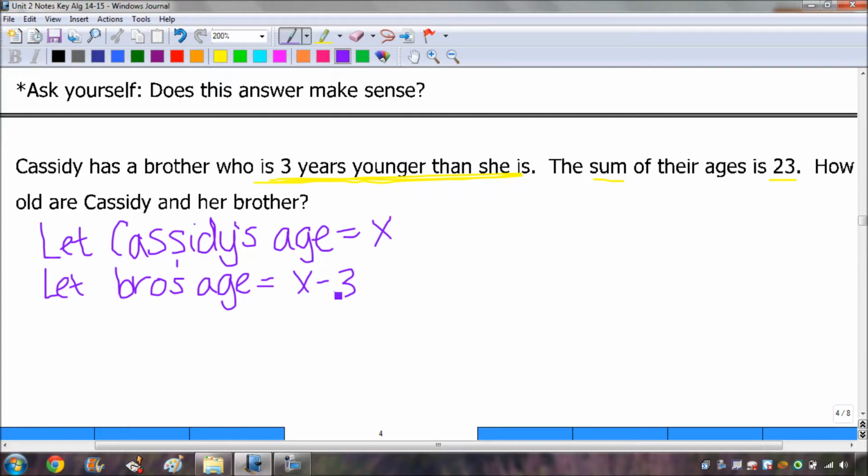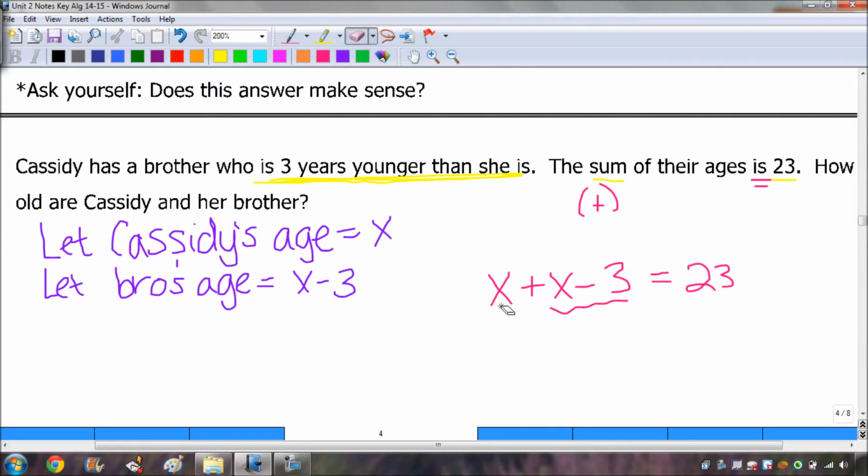Now that I've written my 2 let statements, I can write my equation. Writing the equation is super easy because I have my let statements. It says the sum of their ages, so that means I'm going to add their 2 ages together, is 23. So I'm going to take Cassidy's age, and then I'm going to take the brother's age, and I'm going to add them together. So here's Cassidy's age, here's the brother's age, okay? And it's going to equal 23 because it says is, which means equals 23.